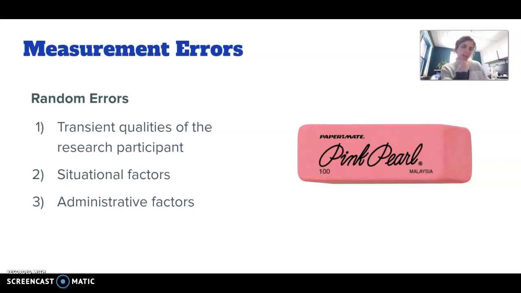Random errors are kind of what they sound like. They're just things that pop up. They're more situational, I think, is a good way to say it, even though situation is one of them. But if we want to go through them, transient qualities of the research participant. They might be feeling really tired that day. They might be really bored. They might be diabetic and have low blood sugar at the moment, and so their focus and engagement is really low. They might just be having a bad day. Their kid might have woken up at 5:30 this morning for no explained reason, and they're super tired. Things like that just pop up.